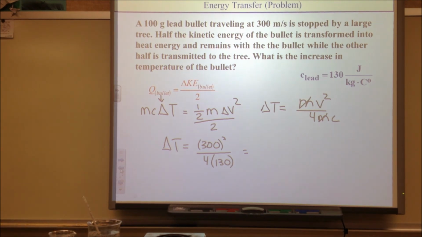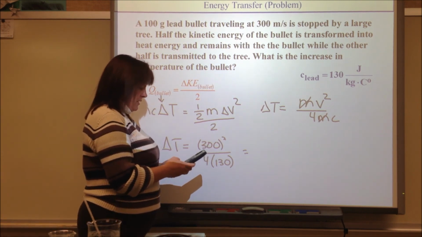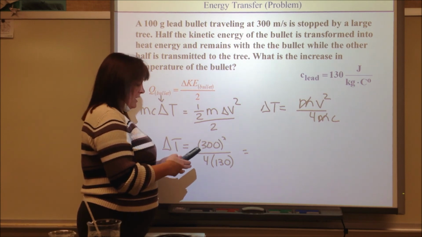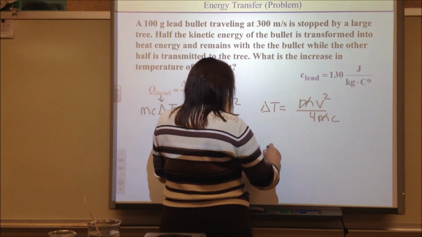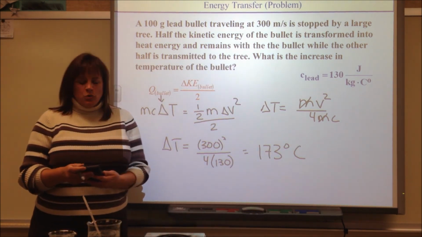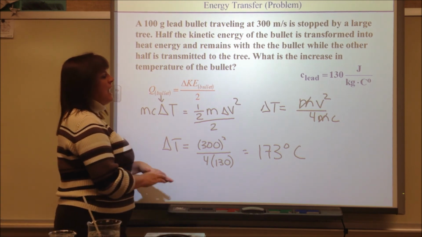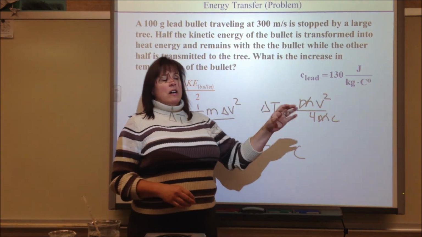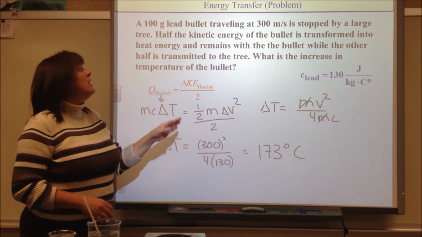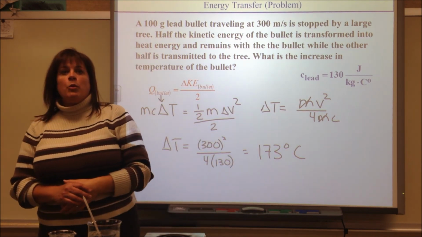So 300 squared divided by 4 divided by 130 is going to give us 173 degrees Celsius. Ouch! Don't touch that bullet. Now, had we left mass in there, remember that you need to work in kilograms. So this wouldn't be 100 in here for m, it would be 0.1.